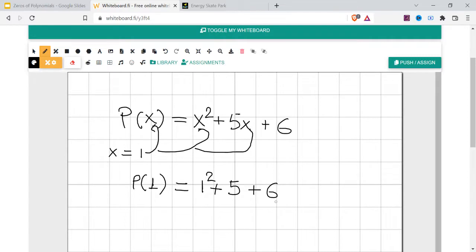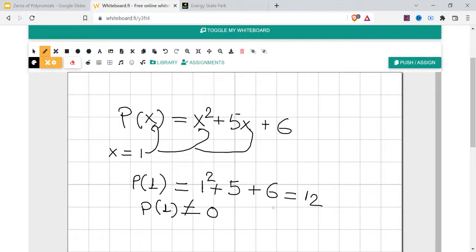Just seeing this, can you tell me whether the polynomial at x equals 1 is a zero or non-zero value? Yes, you are right. It's a non-zero value. We get 12 as the answer. 6 plus 5 is 11, and then 1 square is 1. So 12. So it's a non-zero.